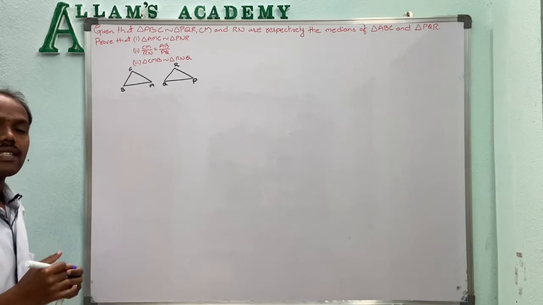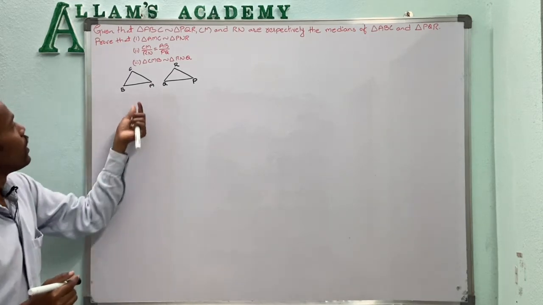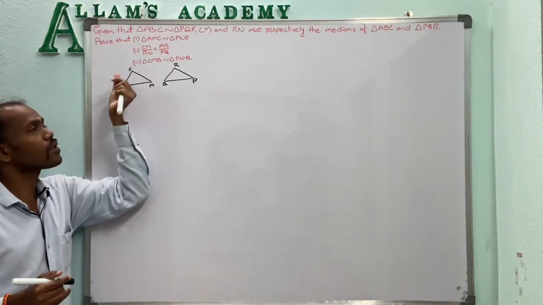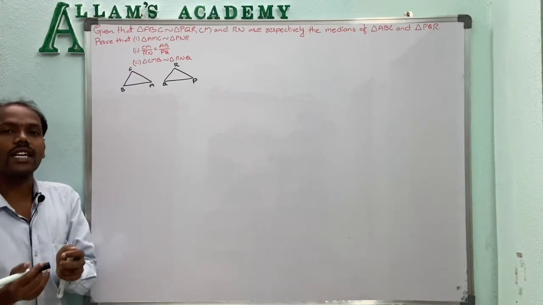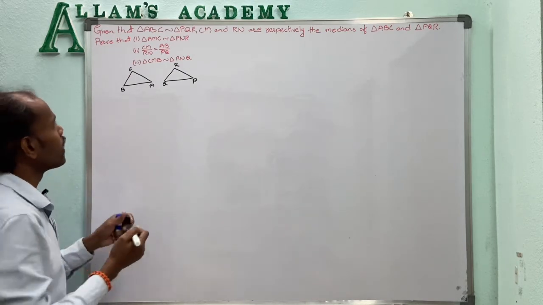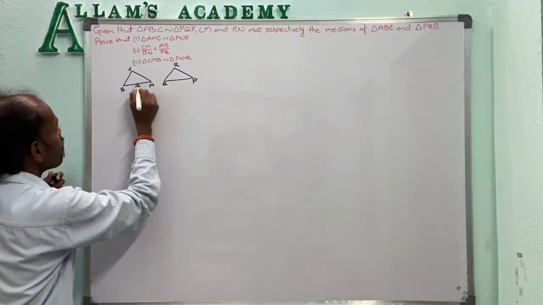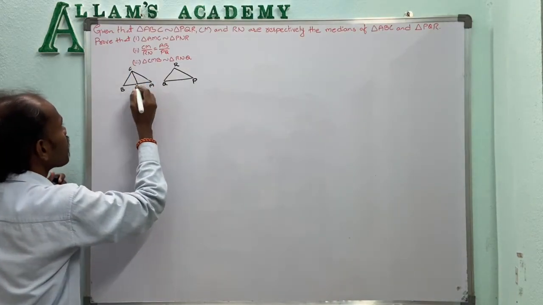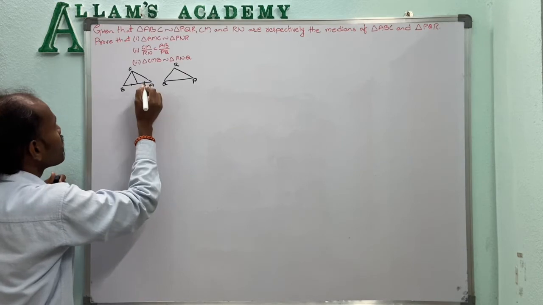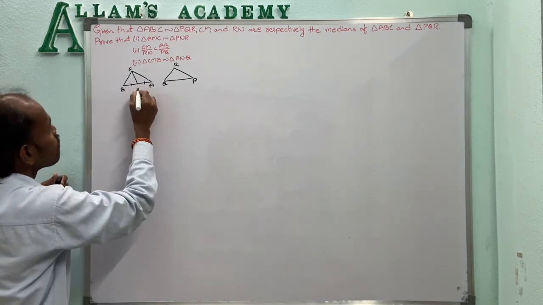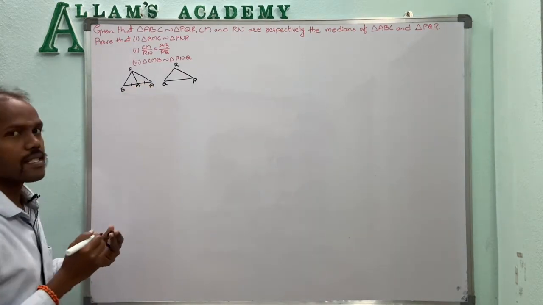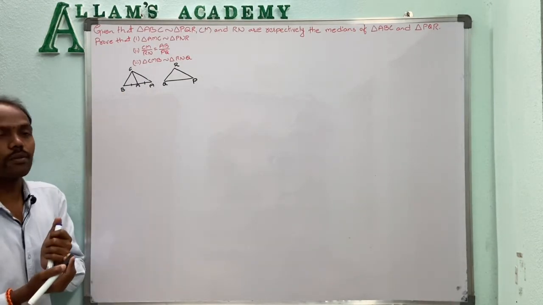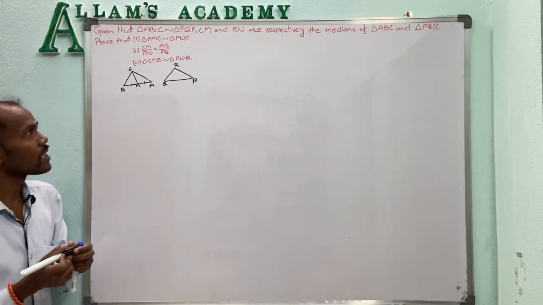Median means the line drawn from the midpoint of a side to the opposite vertex. Now that will divide this side into two equal parts. That means BM length and MA length both will be equal.